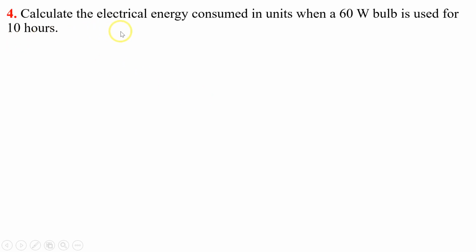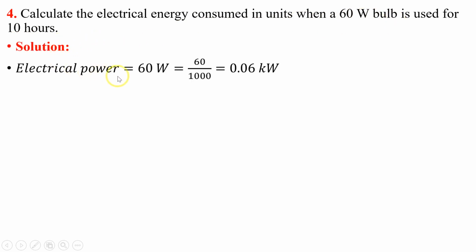Question: calculate the electrical energy consumed in units when a 60 watt bulb is used for 10 hours. We know that power is given in watt, so we have to convert this watt into kilowatt. Watt is a smaller unit, kilowatt is a larger unit. We know that 1 kilowatt is equal to 1000 watt. We simply divide 60 watt by 1000, and it comes out to be 0.06 kilowatt.